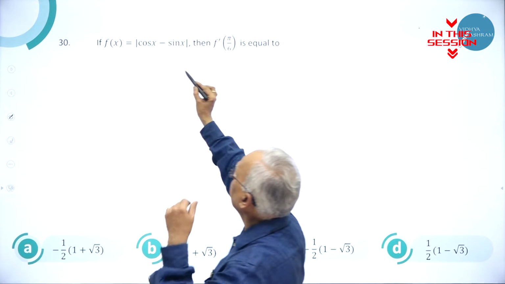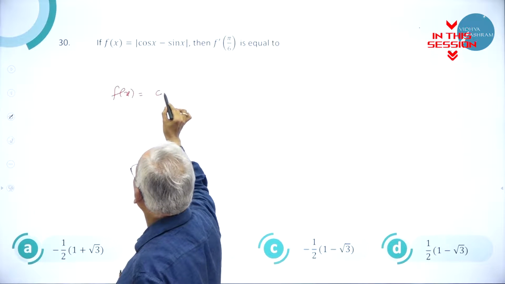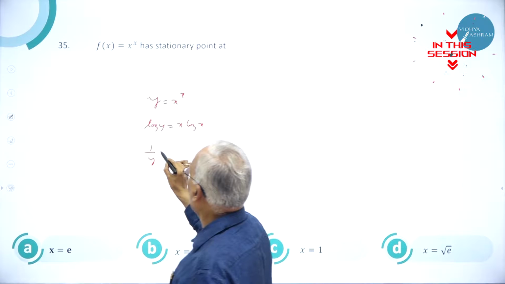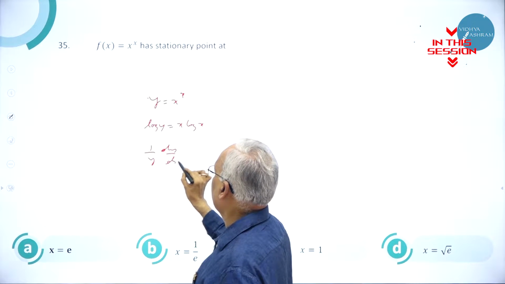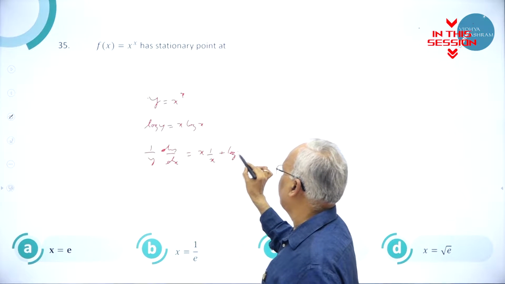F of x is modulus of cos x minus sin x. I can write it as cos x minus sin x. So differentiating, 1 over y into dy by dx is equal to x into 1 by x plus logarithm of x into 1.